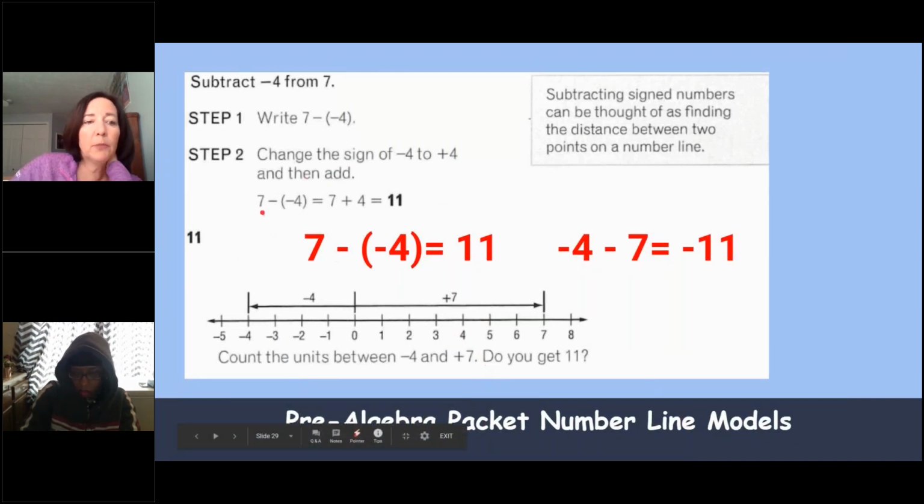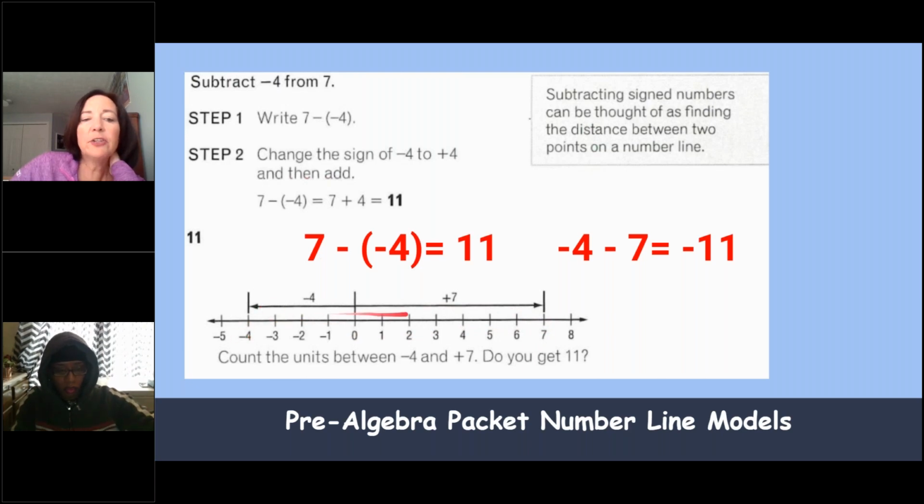So their problem was right here, 7 minus a -4. And then we'll get to this part, ignore that. So they're saying you can find the 2 numbers. Here's the 7 and here's the -4. And you find the distance between those 2 numbers. And that's going to be your answer. And the distance is 11.